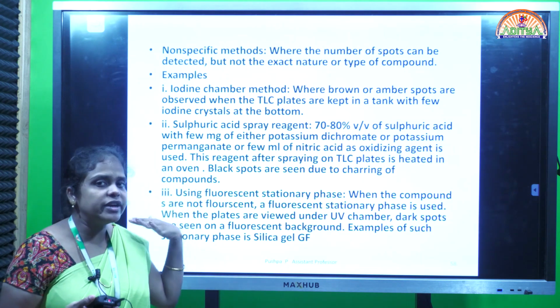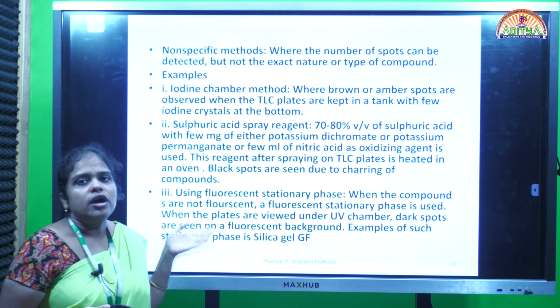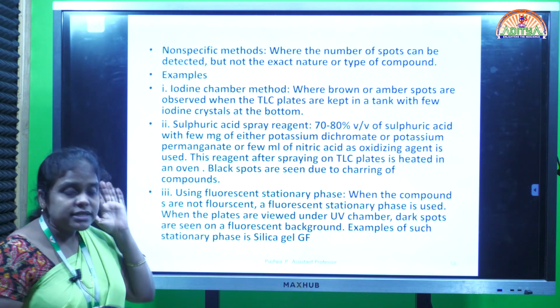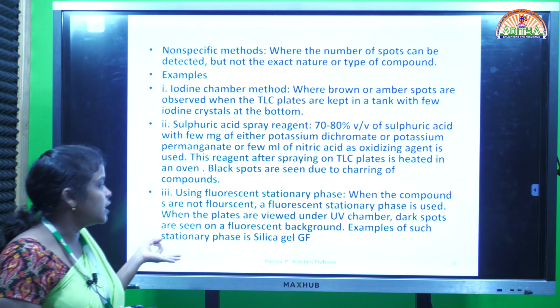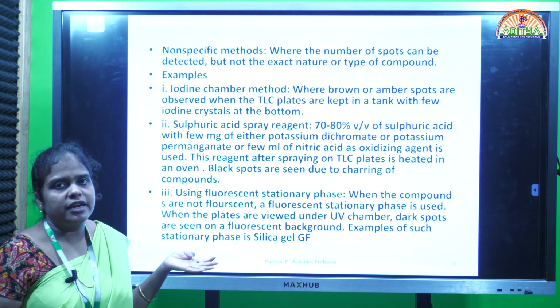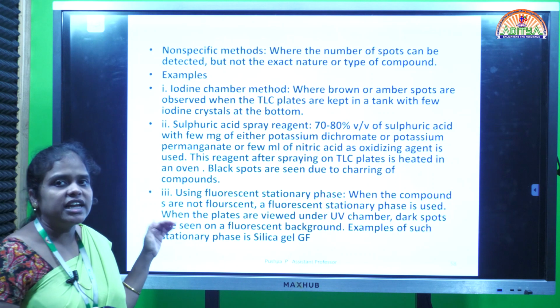Based on those spots we can detect the sample. And the next one, as you already know, is the non-specific methods: mainly the UV method, fluorescence method, refractive index method, and visible colorimetry method. All these are also non-specific methods which we can use to detect spots on the TLC plate.